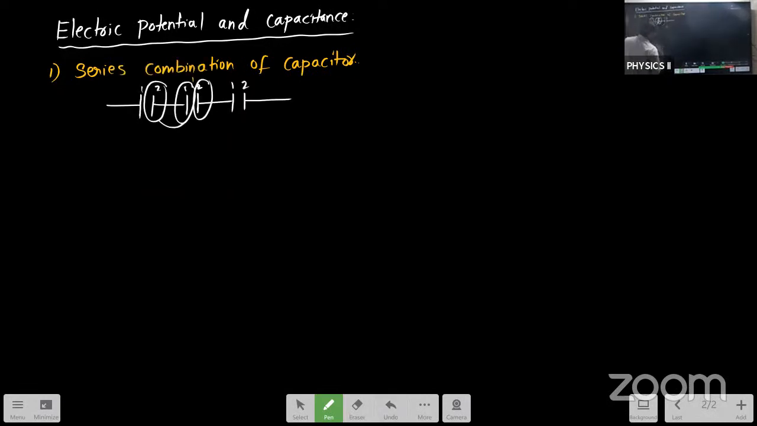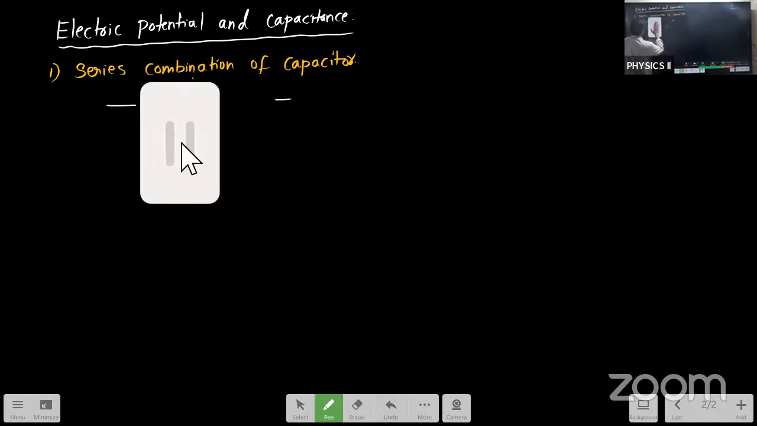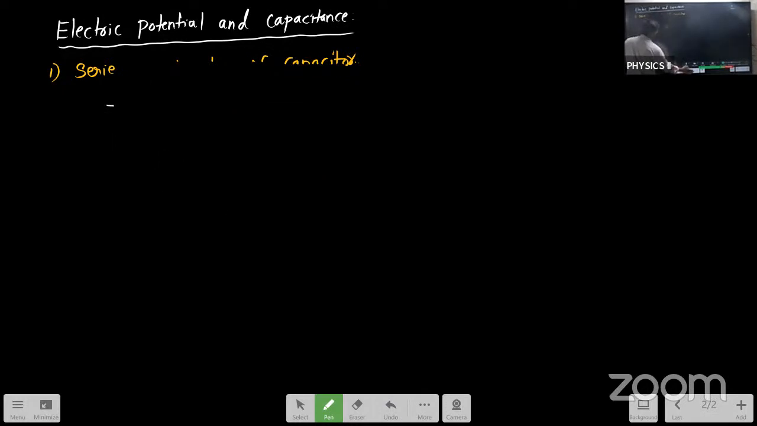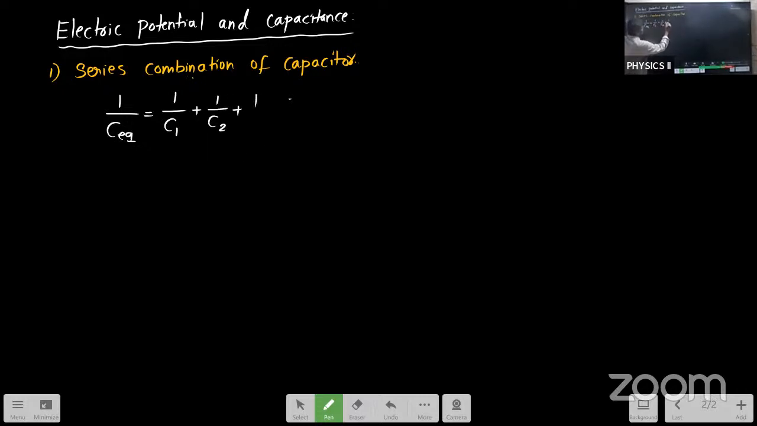What was the formula for equivalent capacitance in case of series combination? It was 1 by C equivalent equals 1 by C1 plus 1 by C2 plus 1 by C3. So this was the last topic that we did in yesterday's class.